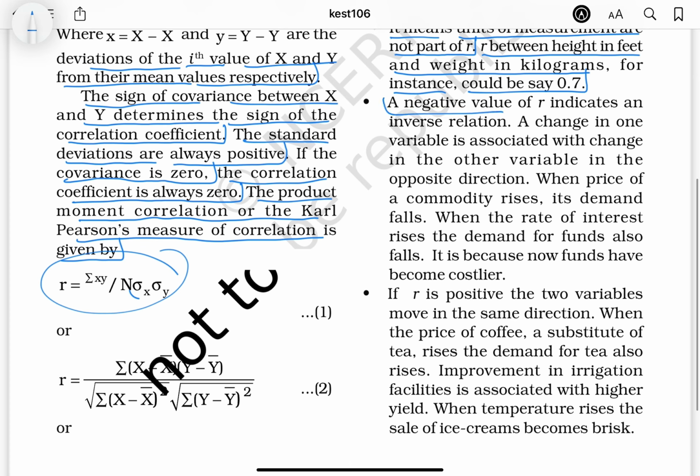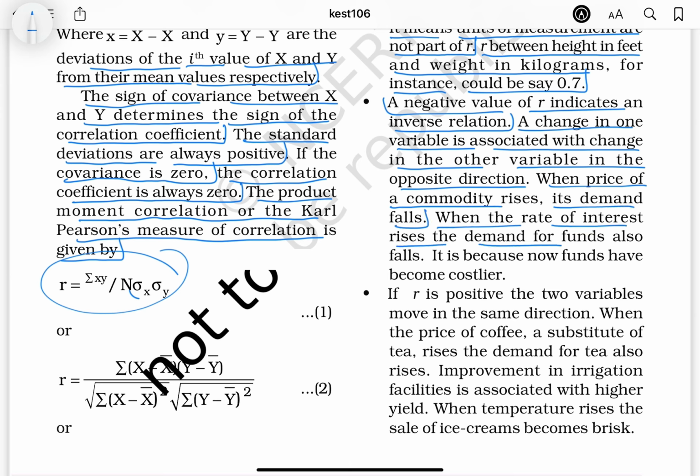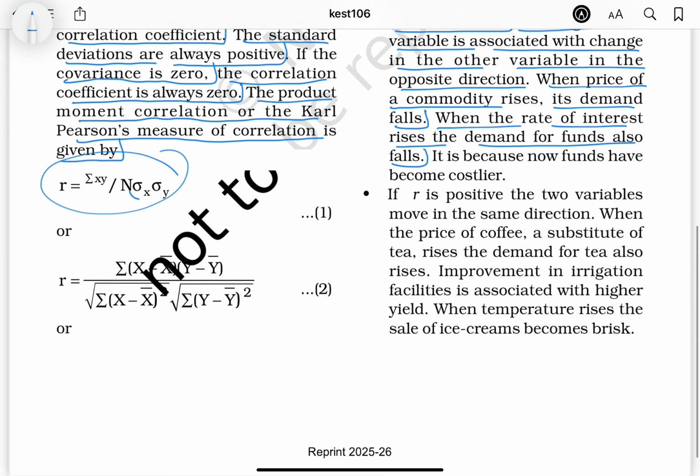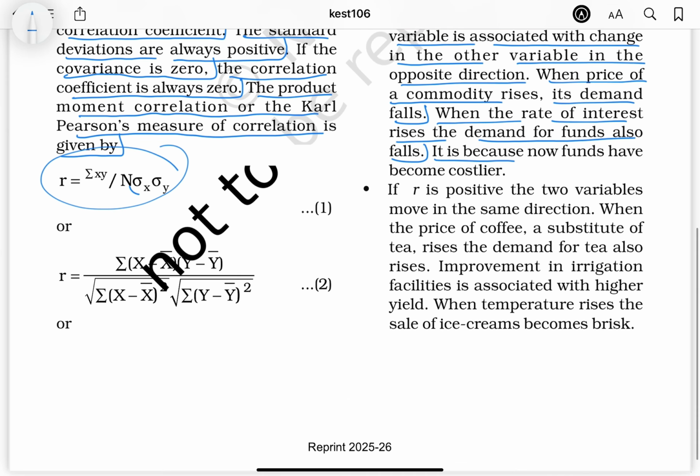A negative value of R indicates an inverse relation. A change in one variable is associated with change in the other variable in the opposite direction. When the price of a commodity rises, its demand falls. When the rate of interest rises, the demand for funds also falls. It is because now funds have become costlier.